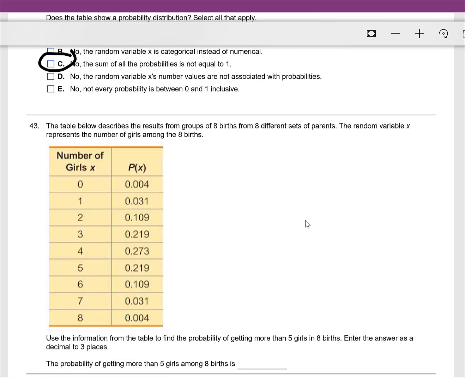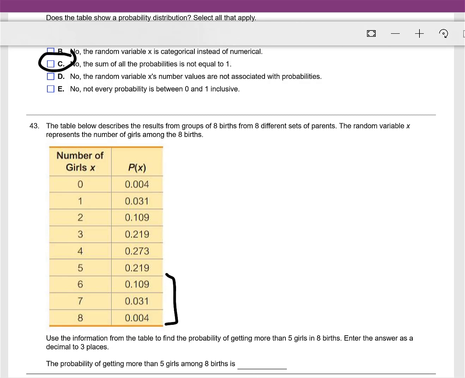The table below describes the results from a group of 8 births from 8 different sets of parents. The random variable X represents the number of girls. Using the information, find the probability of getting more than 5 girls in the 8 births. More than 5, so that's going to be the last 3 groups here. And if we add those up, we will get I think it's 0.144.